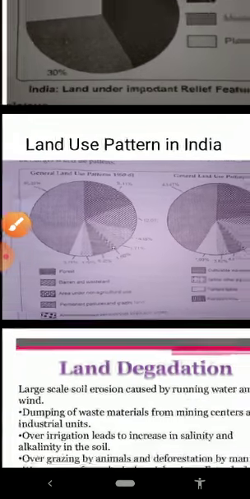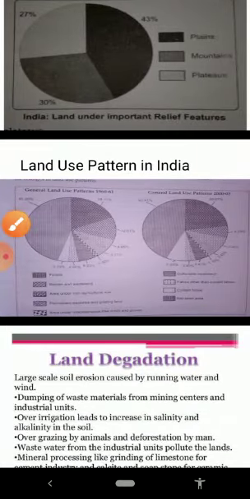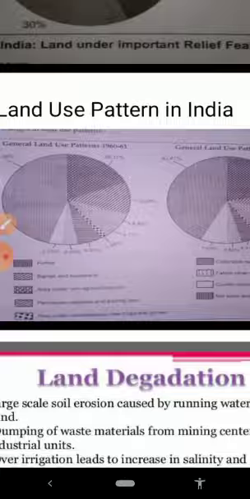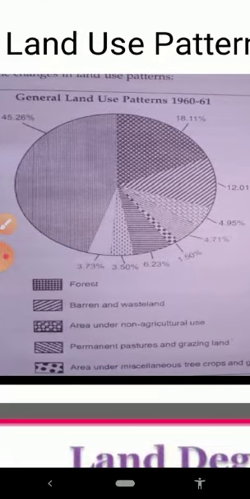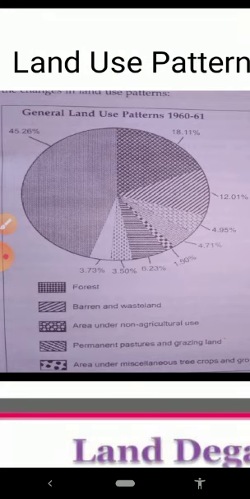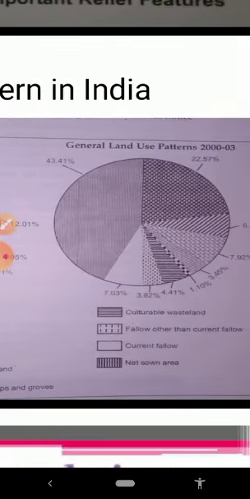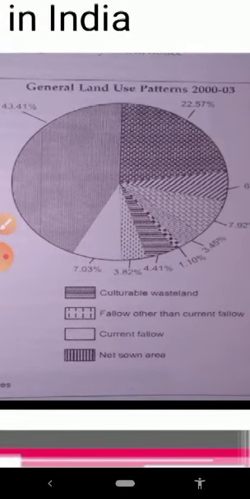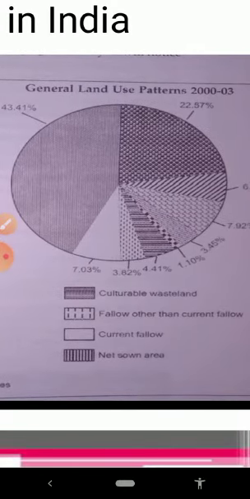So here two pie charts are there. These pie charts are showing you the land use pattern of our country. This pie chart is showing you the land use pattern of our country in the year 1960-61, and another pie chart is showing you the land use pattern of the year 2000-2003. First one, that is the net sown area.